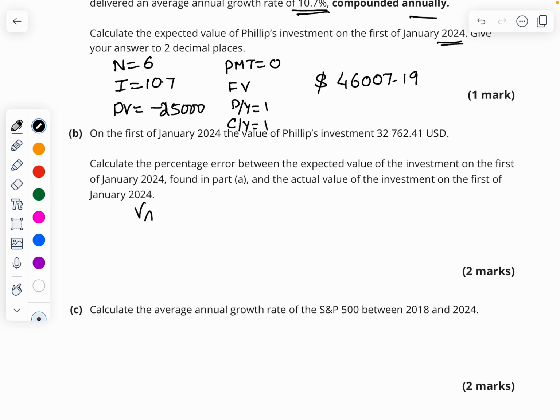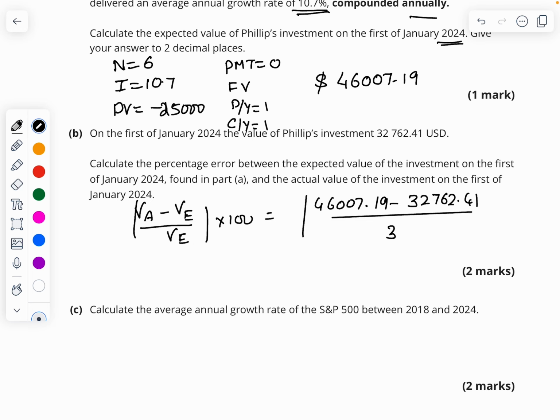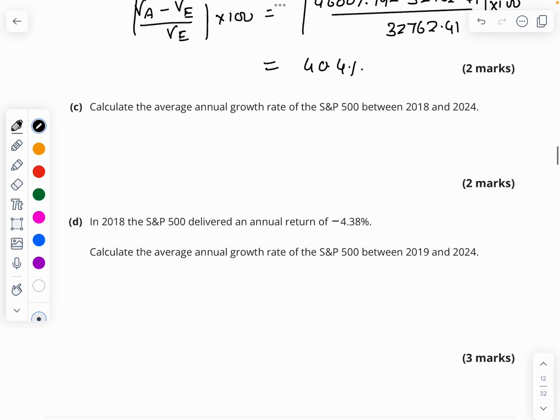So percentage error means the actual value minus the estimated value, divided by the estimated value, times 100. So what is the actual value? 46,007.19 minus the exact value 32,762.41, divided by 32,762.41, times 100. So it's going to be nothing but how much? 40.4%.